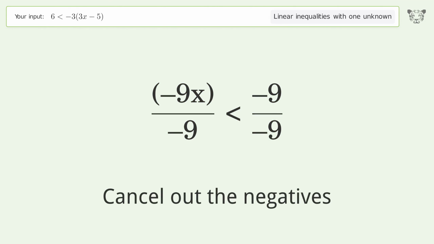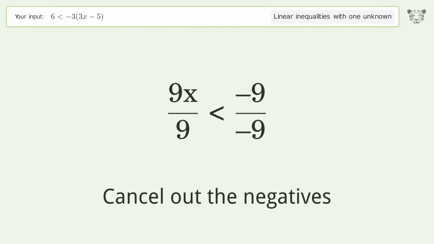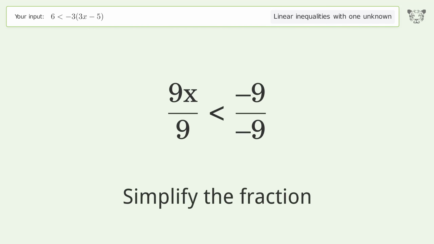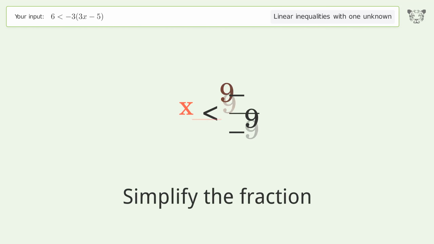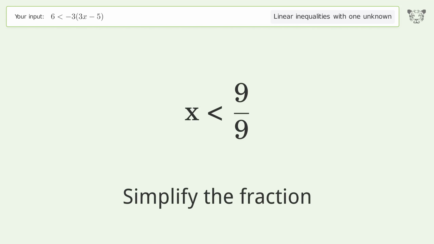Cancel out the negatives. Simplify the fraction. Cancel out the negatives. Simplify the fraction.